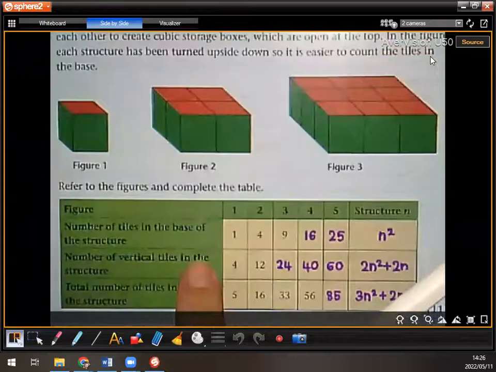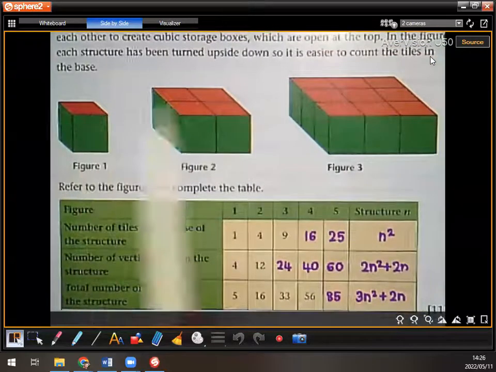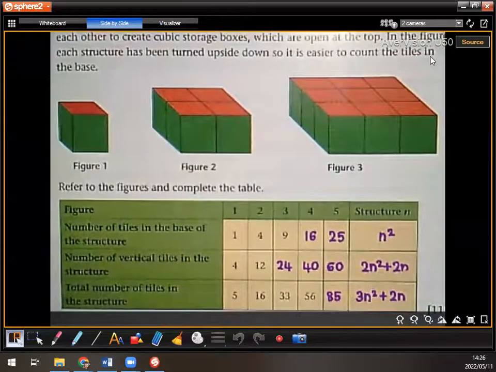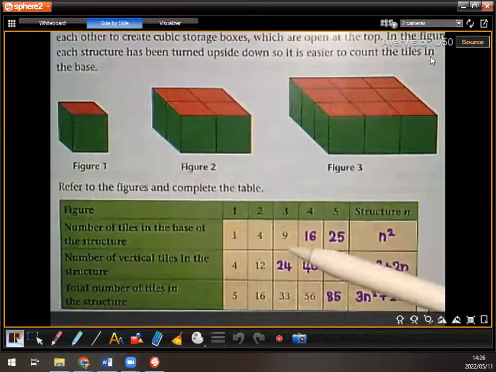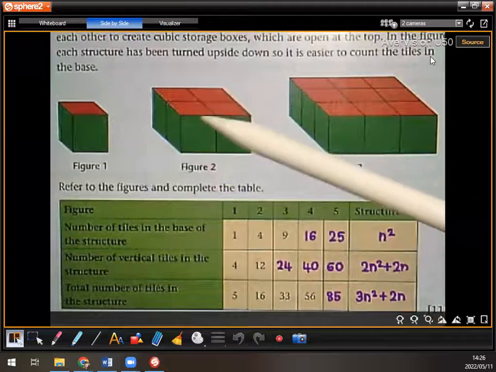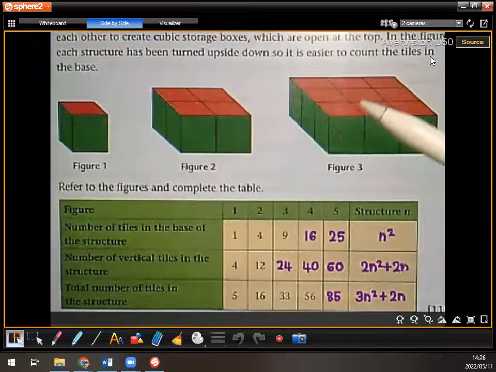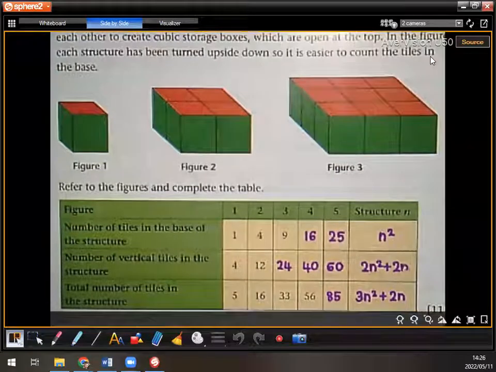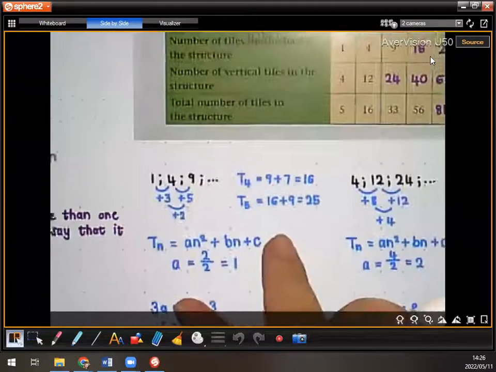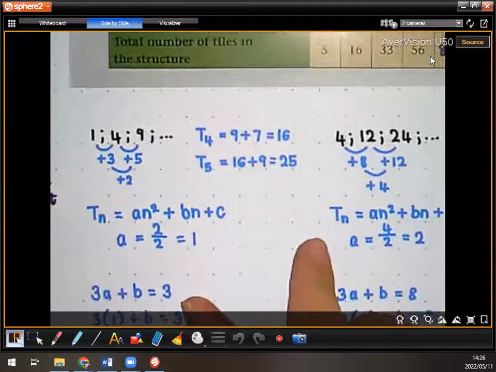So guys, for the first one, I think we did talk about this: the number of tiles in the base of the structure. Remember, the base is actually the red tiles, right? Because they said that they flipped the structure over. So for the first 3 figures you could count, they gave us those 3. There was 1, and then there were 4 tiles, then there were 9. And then you have to carry on with that number pattern to get the next 2. Okay, so I'll show you my working here to get that.